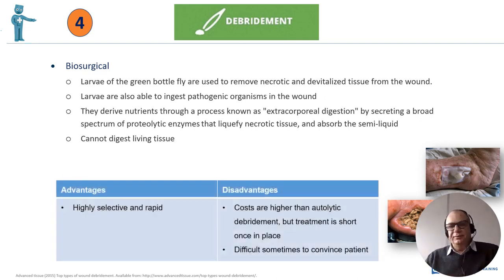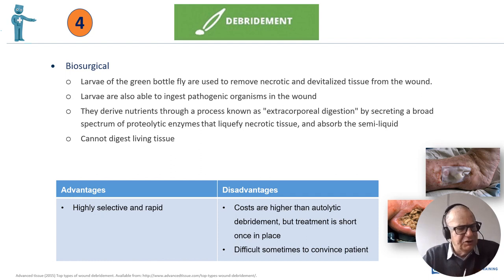One type of debridement that has been used for many years, but nowadays has been quite refined, is using the larvae of the green bottlefly, which we bring from a lab. It's not the ones that are flying around. They are quite good because they will only remove necrotic tissue. They are 100% selective, quite fast, but you need to convince the patient that you're going to put worms in his foot or his leg, which is not always very easy.